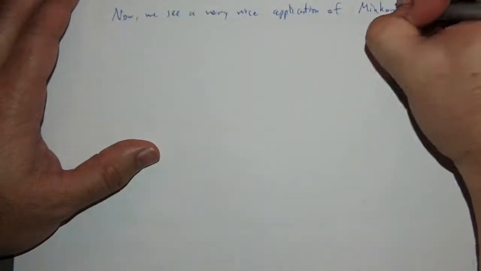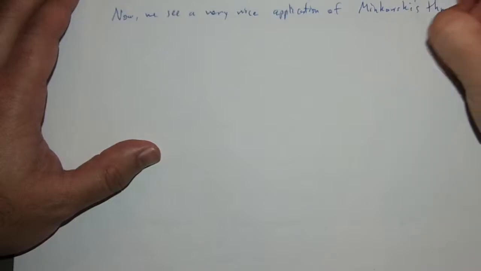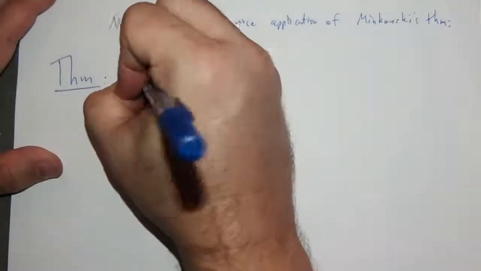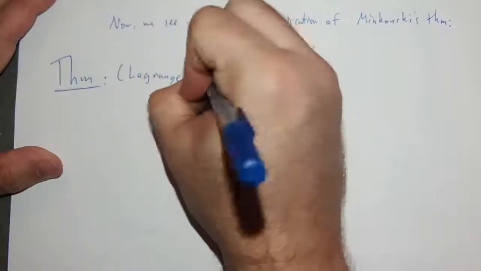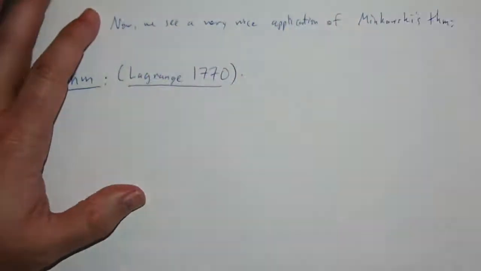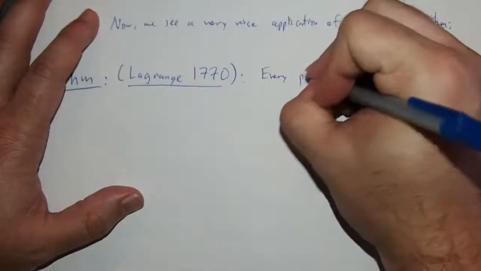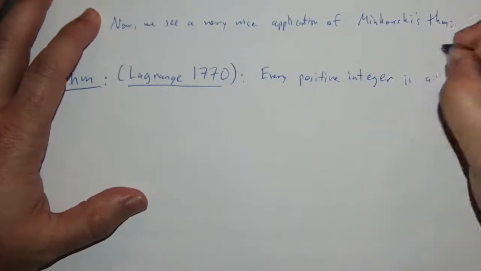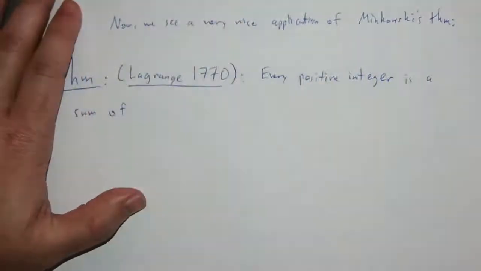Minkowski's theorem. So now we see a very nice application of Minkowski's theorem. Here's a theorem due to Lagrange in 1770. It doesn't have a name because the statement itself is nice. It's that every positive integer is a sum of 4 squares.